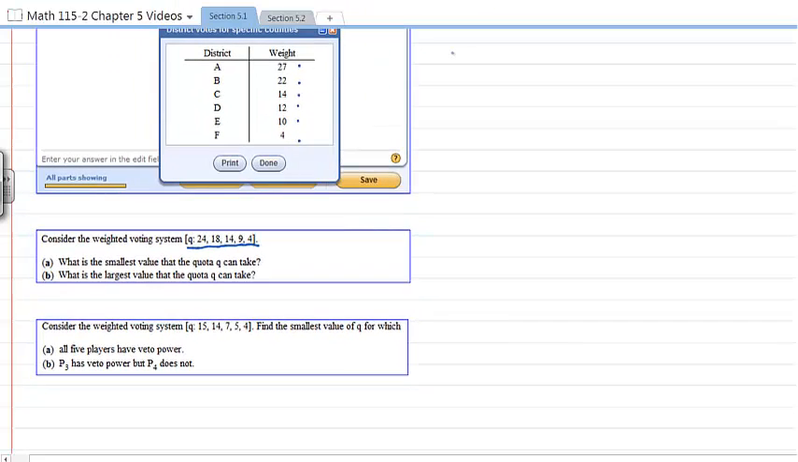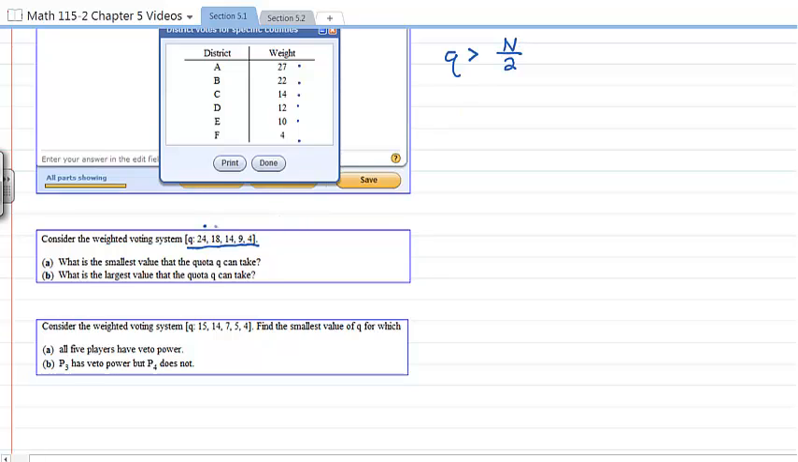Well, the general rule is this: the quota has to be greater than the total number of votes over 2. That is so that you don't get ties and you don't get really strange situations where something would seem to pass and not pass at the same time. So that's the normal rule: quota bigger than the number of votes over 2.